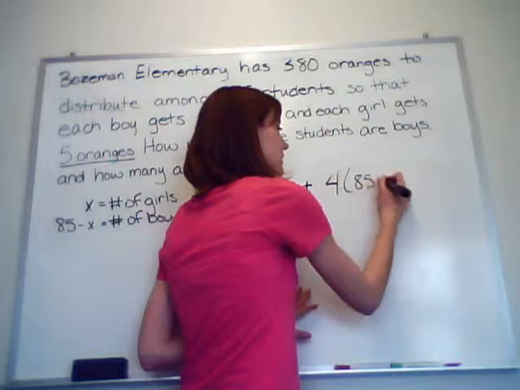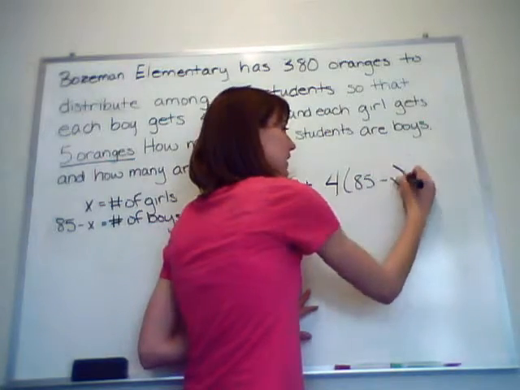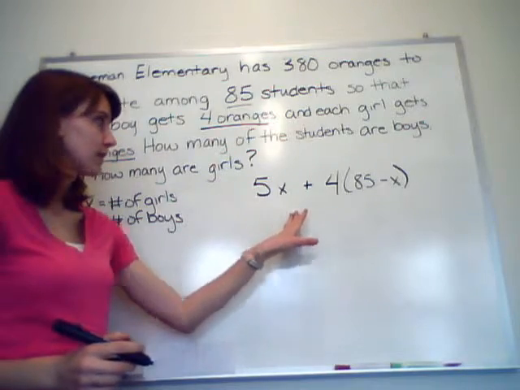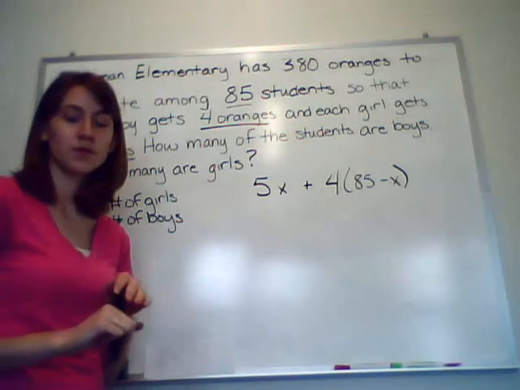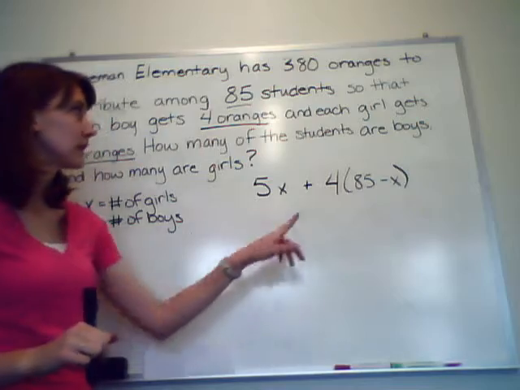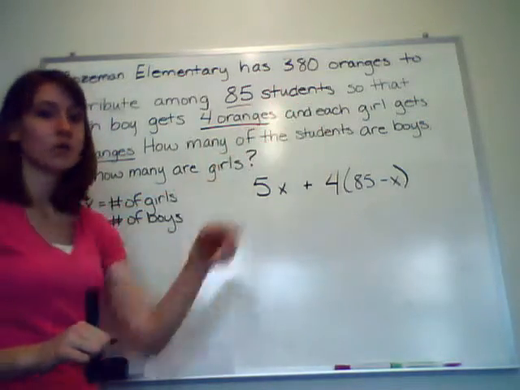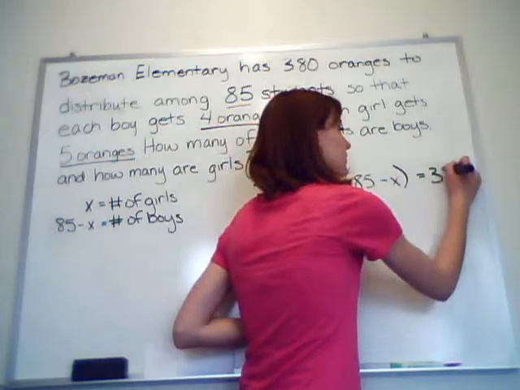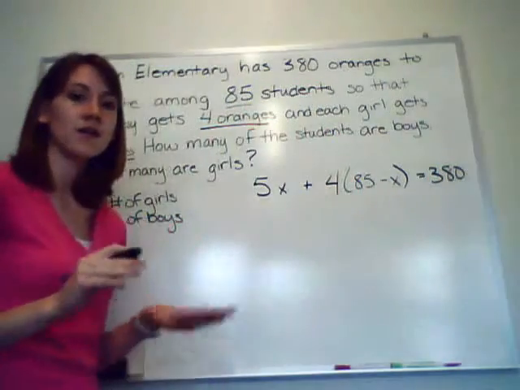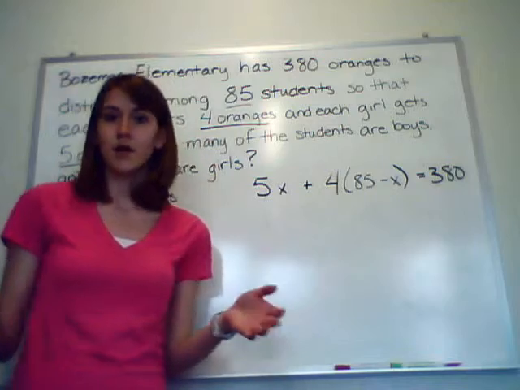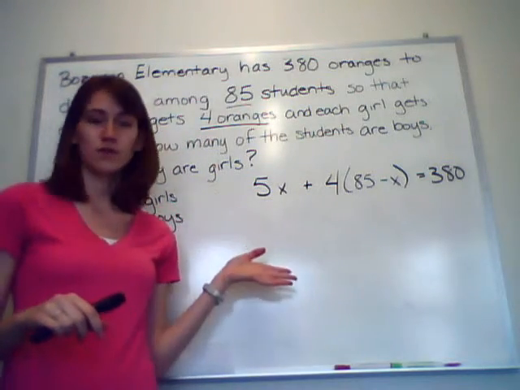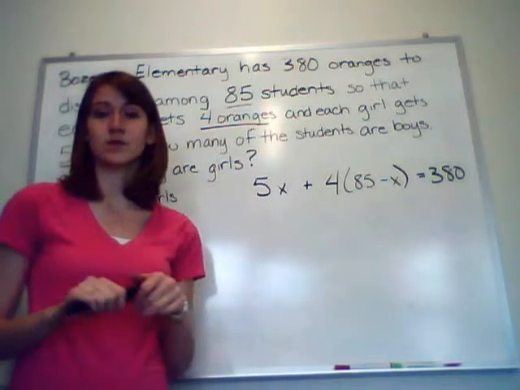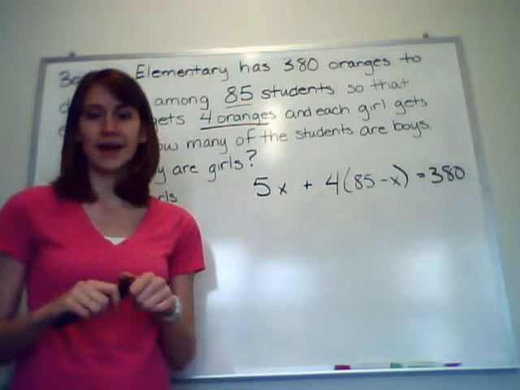So 4 times 85 minus x. And so now we have our boys and girls represented within this equation, but now we need to equal it to our 38 oranges that we have total. So just put that on the end and our equation is complete. Now all we need to do is go ahead and work through this problem and solve, and it should come out with what our x equals and give us the number of girls that we have.